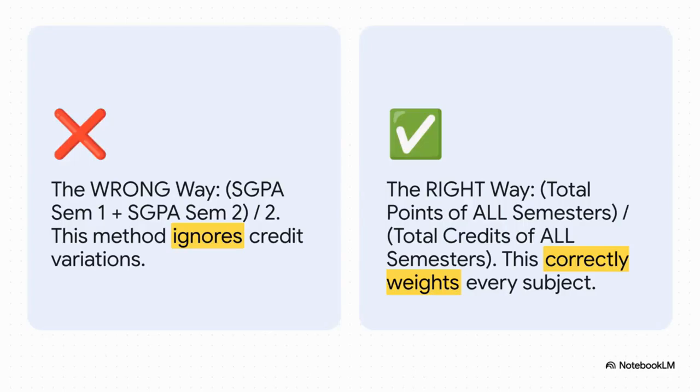Just look at this. The wrong way, over on the left, pretends that a semester with 20 credits and another semester with 25 credits are somehow equal, but they're not. The correct way, on the right, just continues the same logic we already learned. You add up the total credit points from every single semester and divide by the total credits from every single semester. This isn't just some tiny math detail. It's what makes the entire system fair.